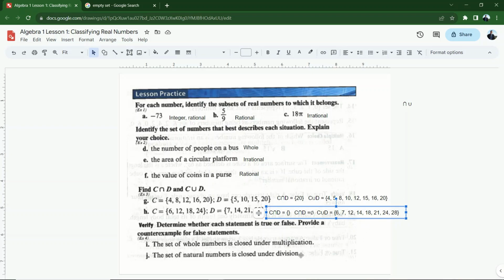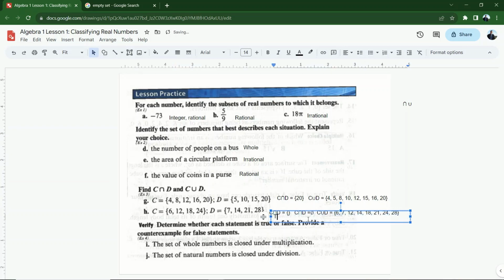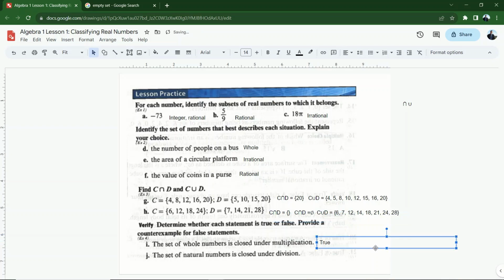Now, let's take a look at the last part. The set of whole numbers is closed under multiplication. Is that true? So let's think about that for a second. I'm just going to write true for now, just in case, and I'm going to drag that down. Is that correct that this is true? Well, if I take two whole numbers, 0 times 5, do I get a whole number? The answer, yes, because 0 times 5 is 0, that's a whole number. 0 times 20, yes. 20 times 20, 20 times 5, 20 times 8. Let's try really big numbers. 1,000 times 20,000. It's always going to be a whole number. So the set of whole numbers is closed under multiplication.